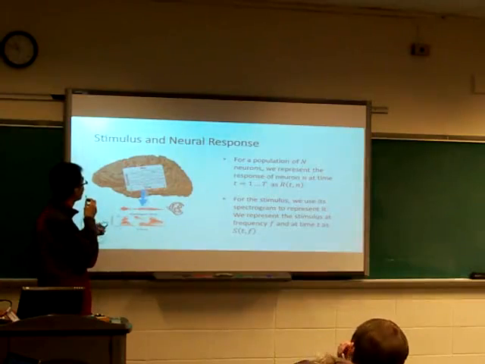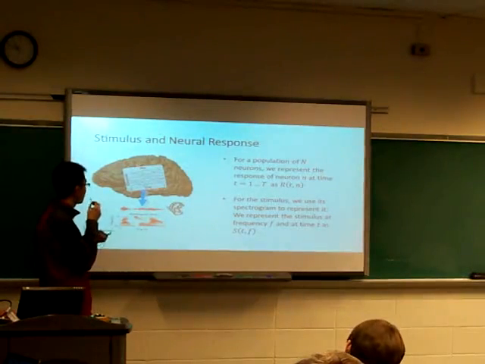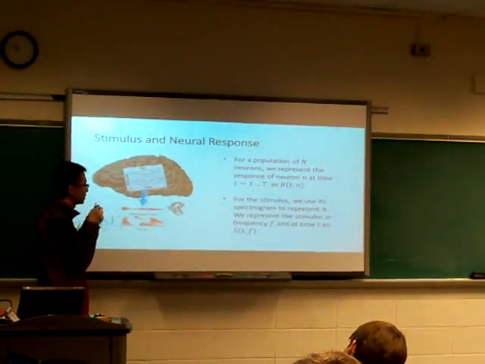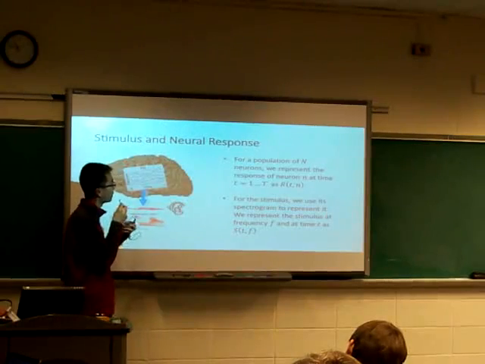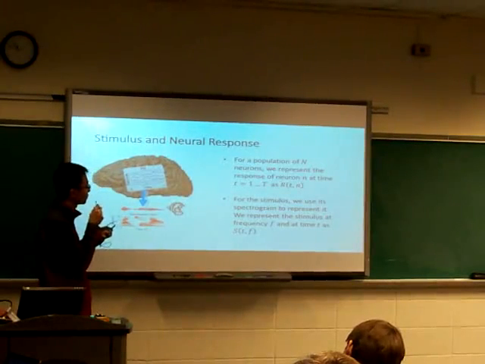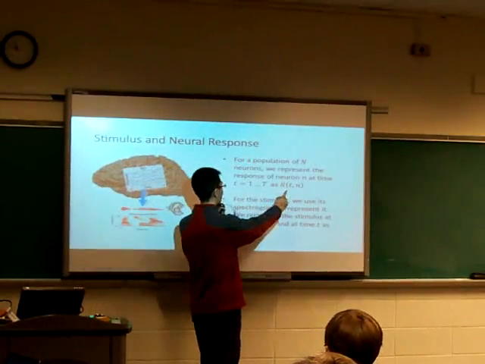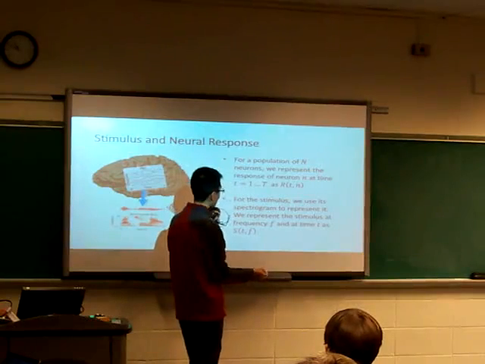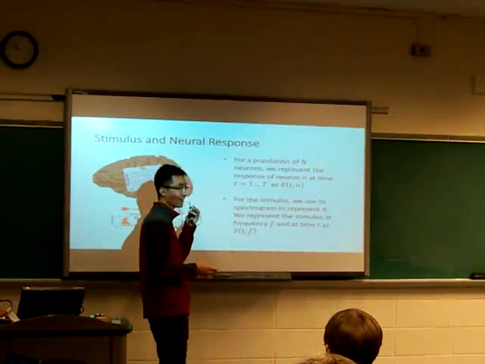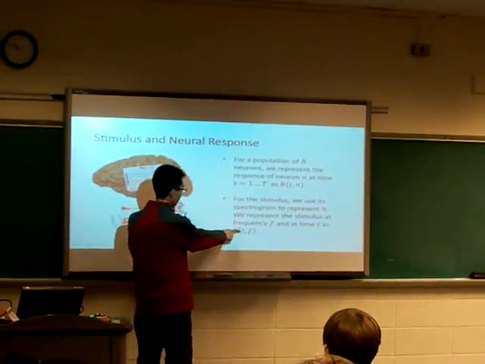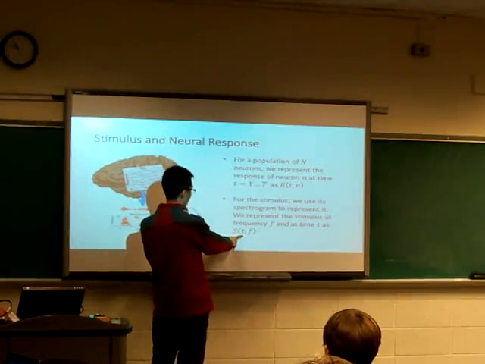So the next step is to know what the stimulus and neural responses are. When we hear something, our brain may respond to it in neural signals. For a population of N neurons, we represent the response of neuron n at time t as r of t and n. It's the same for the stimulus. It's worth saying that we use a spectrogram to represent the stimulus, s of t and f, where f is frequency and t is time.